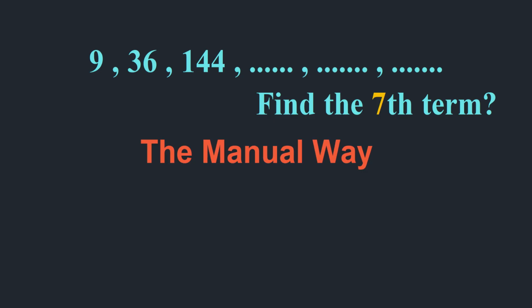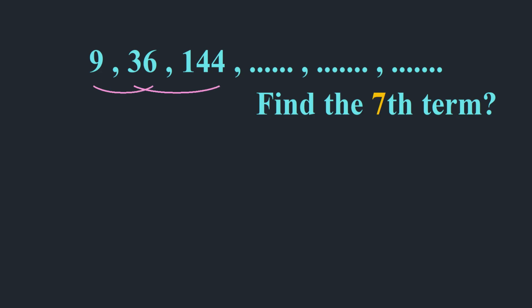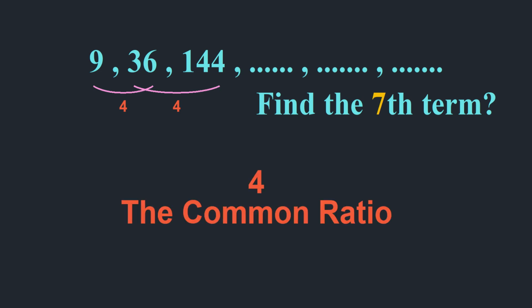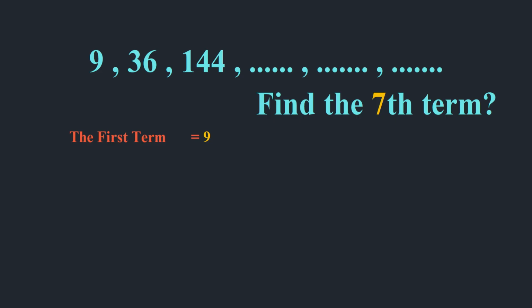As you can see, we found that each term is multiplied by 4. This 4 is what we call our common ratio. Since the first term is 9, we can get the second term by multiplying the first term by 4. And the second term is 9 times 4, which equals 36.